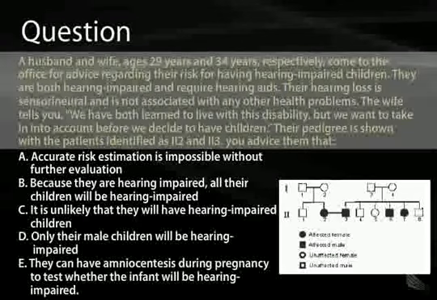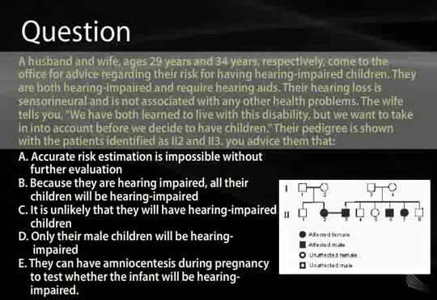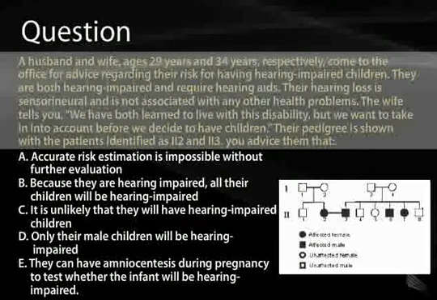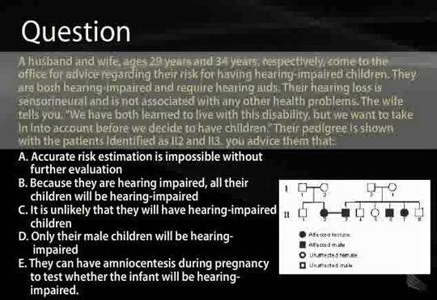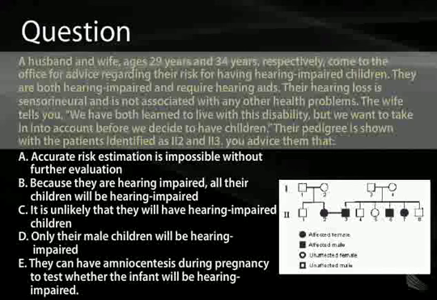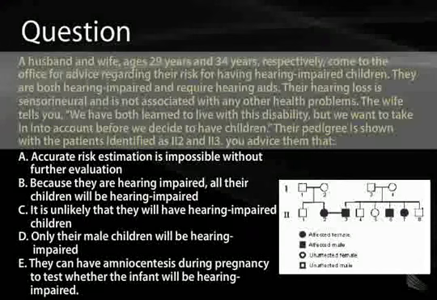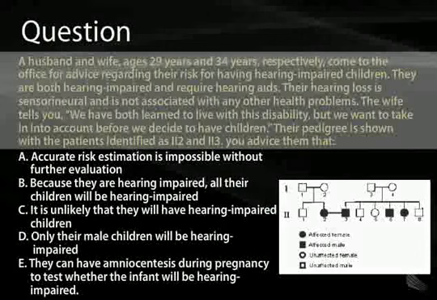All right, let's try a practice question here. A husband and wife, ages 29 and 34 respectively, come to the office for advice regarding their risk of having hearing impaired children. They are both hearing impaired and require hearing aids. Their hearing loss is sensory neural and is not associated with any other health problems. The wife tells you, "We have both learned to live with this disability, but we want to take it into account before we decide to have children."